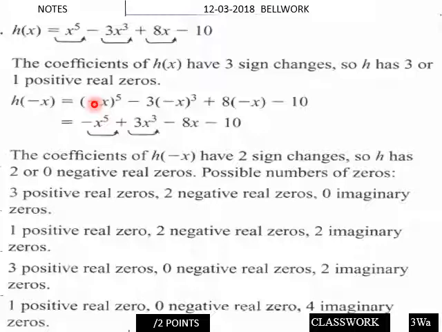So we have h of negative x. The coefficients of h of negative x have 2 sign changes. So h has 2 or 0 negative real zeros. It has 3 or 1 positive real zeros. And then it has 2 or no negative real zeros because it has 2 sign changes. Here is a change, and then here is a change.